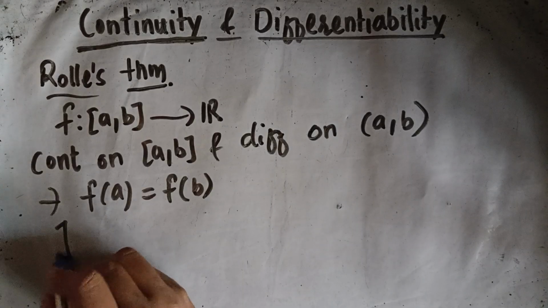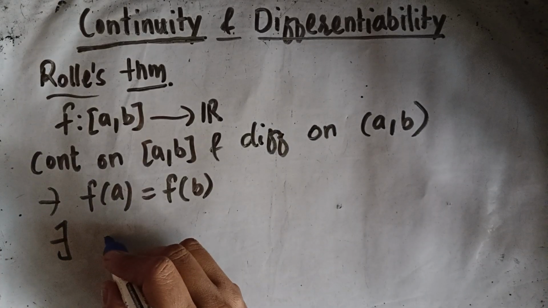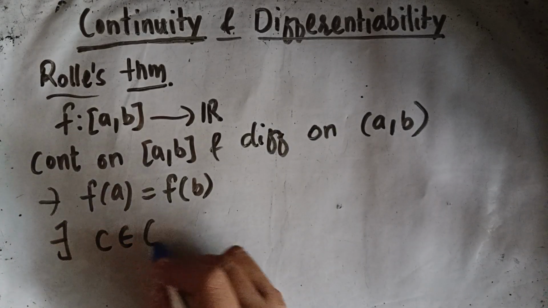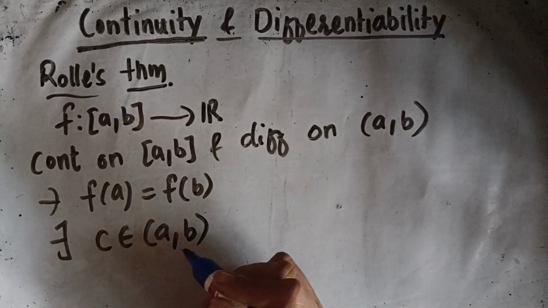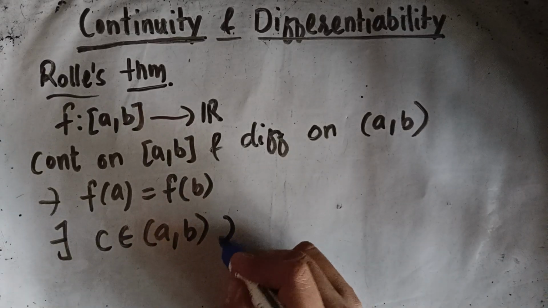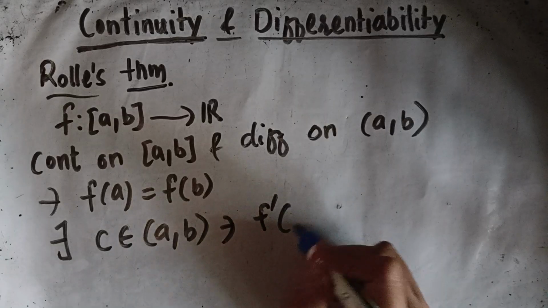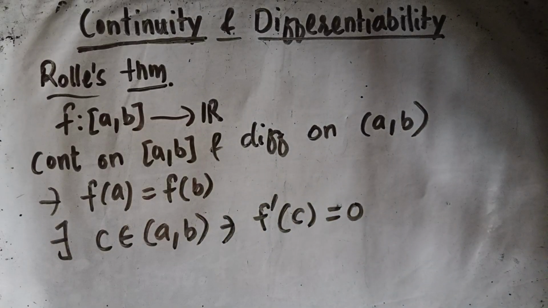Then there exists some c in this interval such that f dash of c is 0. This is what Rolle's theorem says.